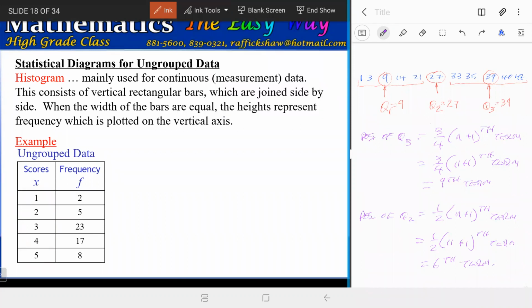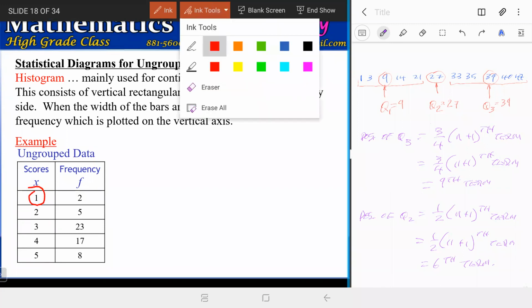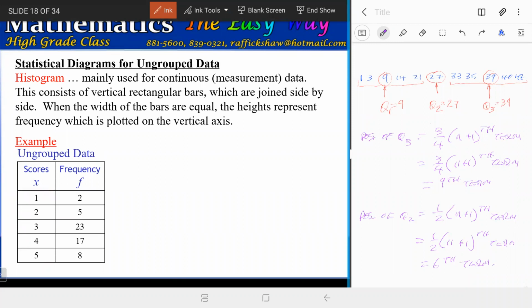And what we're basically saying is that this value, 1, can take values that are less than 1.5. Anything that's less than 1.5 is approximately 1, but greater than or equal to 0.5. Students understand that?